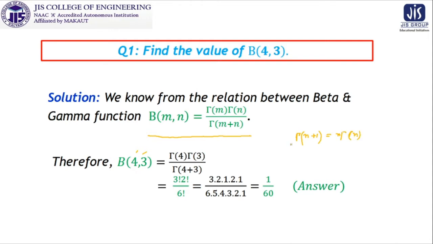that gamma n plus 1 is equal to n gamma n. Using this property, we can write gamma 4, that is gamma 3 plus 1, is equal to 3 gamma 3, then 3 into 2 gamma 2, then 3 into 2 into 1 gamma 1, and gamma 1 is 1.